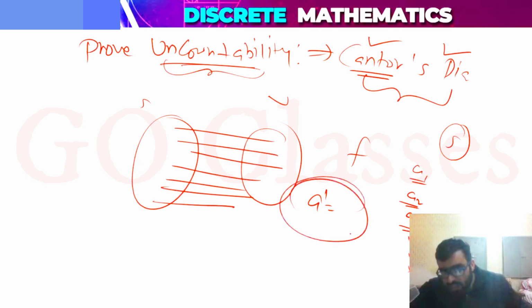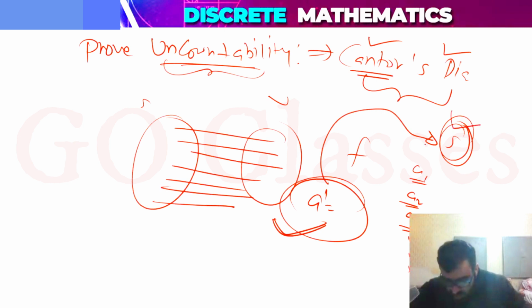And if I can create such an element which is not equal to any of these, and which belongs to S, then I will say that this set S is uncountable. So you can see this is how you can prove uncountability. We have proven countability, all these things we have done. And just a little bit of practice and you will be very comfortable with this countability and uncountability chapter. If anyone has any doubt, then you can ask.